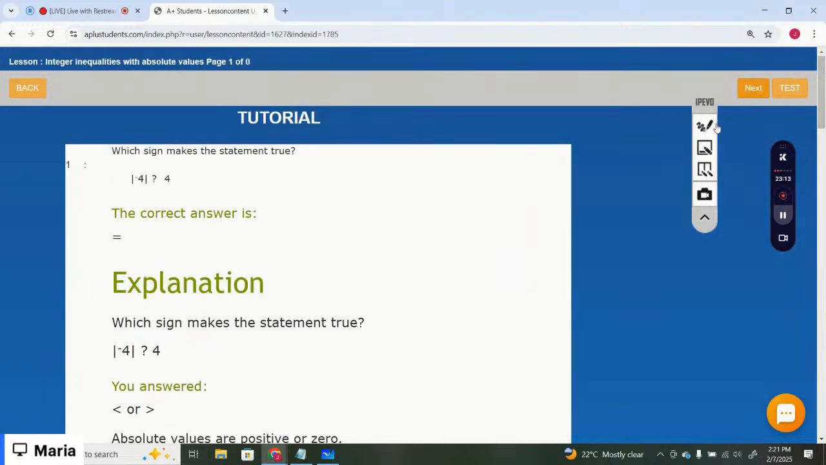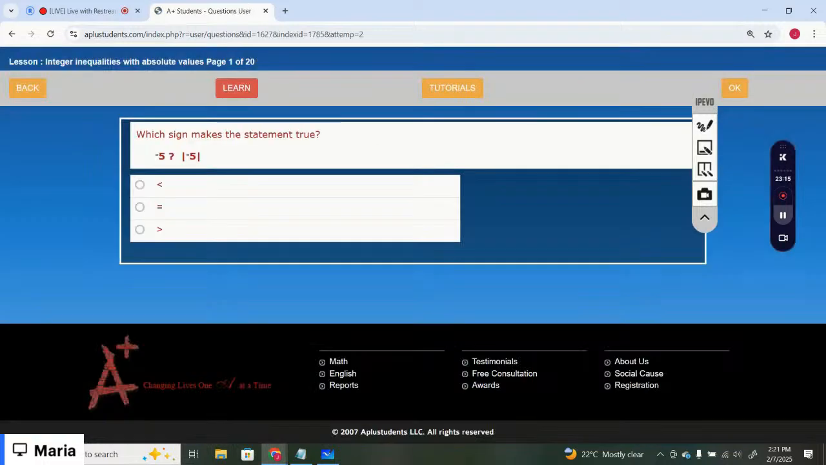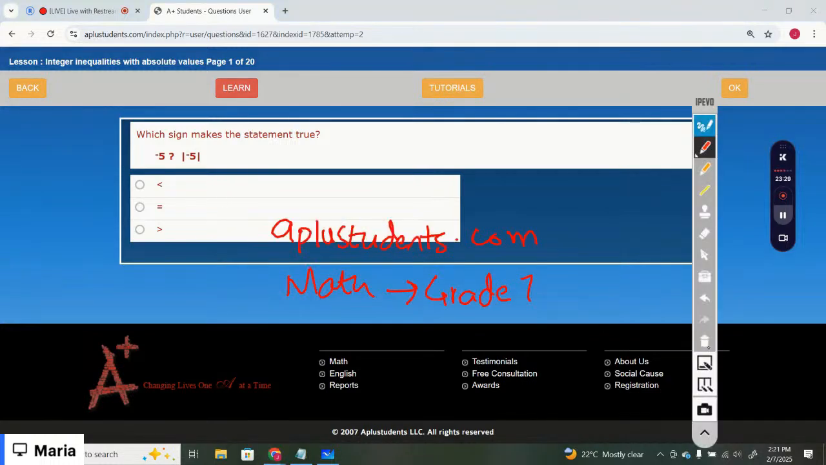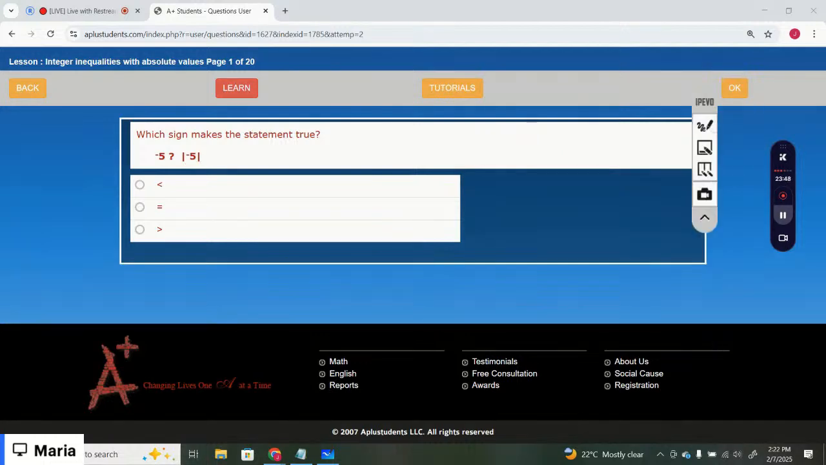Let's start with the test questions. Which sign makes the statement true? -5, you have to compare it to the absolute value of -5. The absolute value of a negative number is always positive, so that is -5 and 5. Negative numbers are always less than positive numbers, so -5 is less than 5. The correct option is option number 1, that is less.